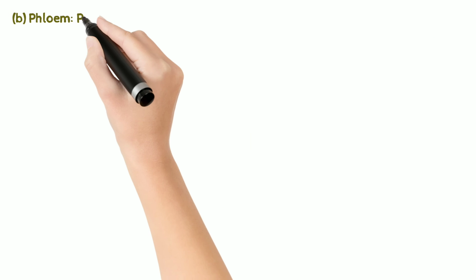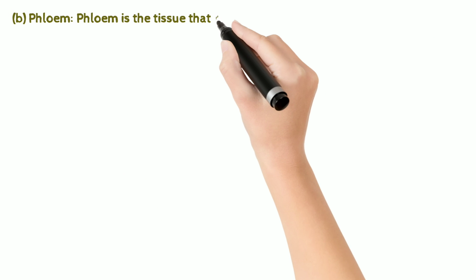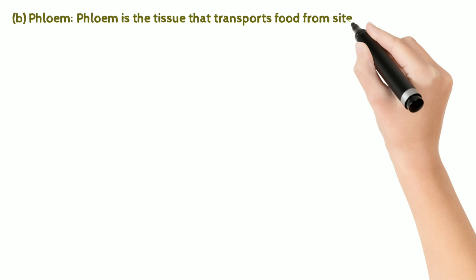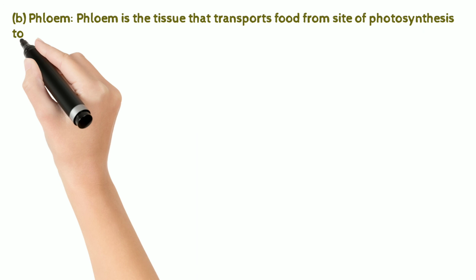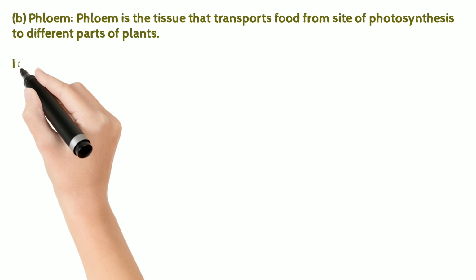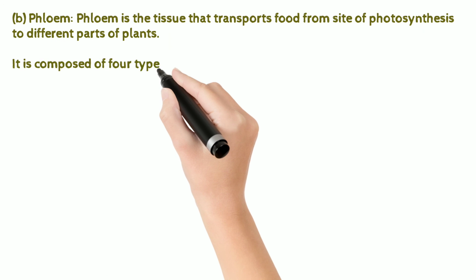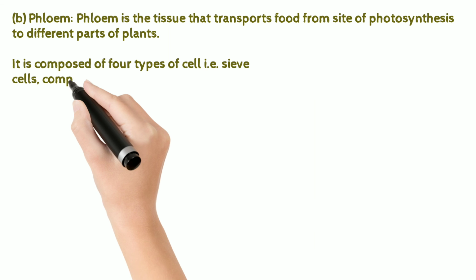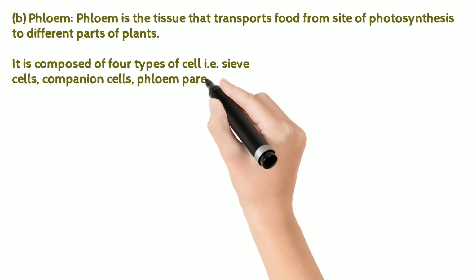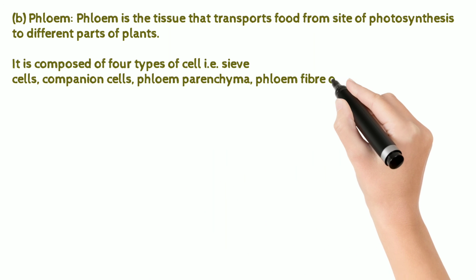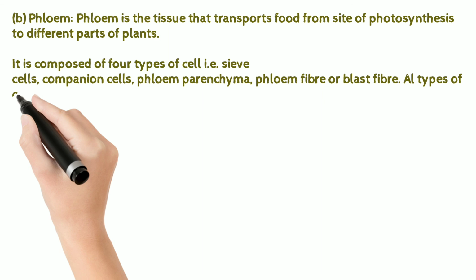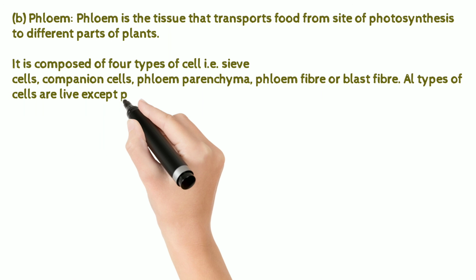B. Phloem. Phloem is the tissue that transports food from site of photosynthesis to different parts of plants. It is composed of four types of cells, i.e., sieve cells, companion cells, phloem parenchyma, phloem fiber or bast fiber. All types of cells are live except phloem fibers.